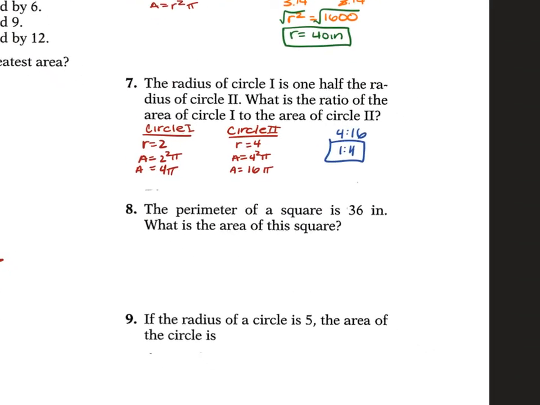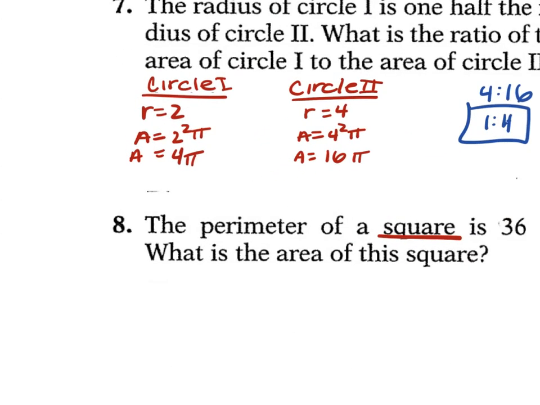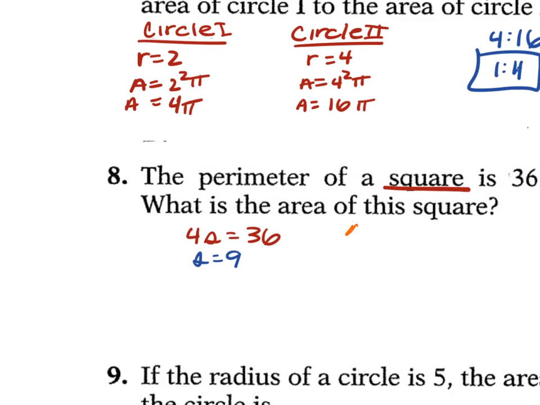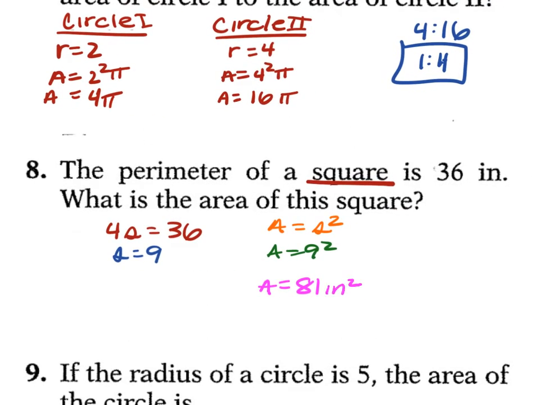For 8, it says the perimeter of a square is 36 inches. What is the area of the square? The perimeter of a square is 36 inches. So 4 times S is 36, which means S is 9. The area is the side length squared, so that means that would be 9 squared, which is 81 inches squared.